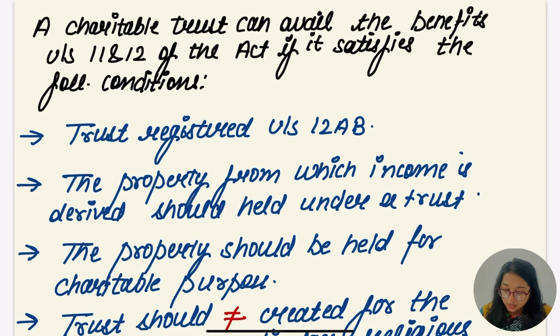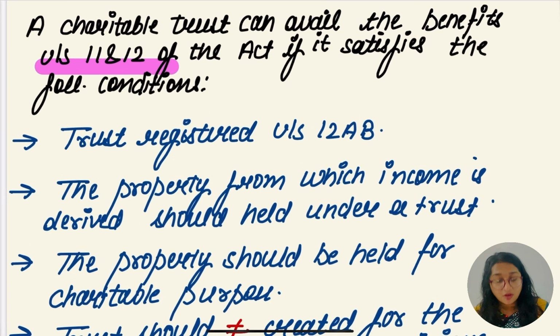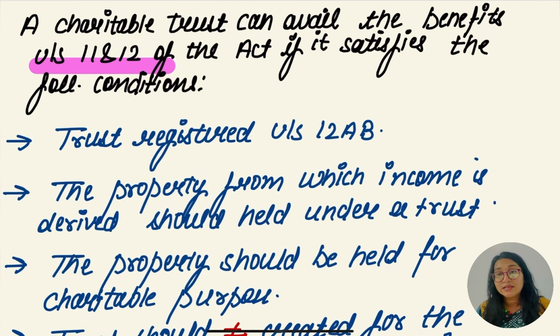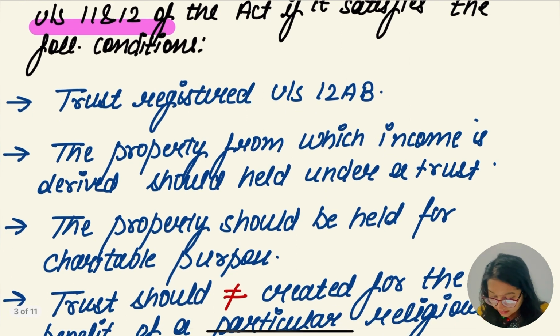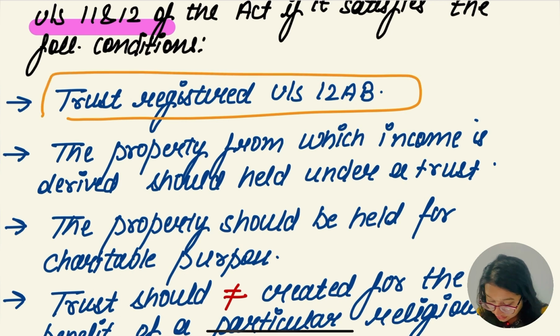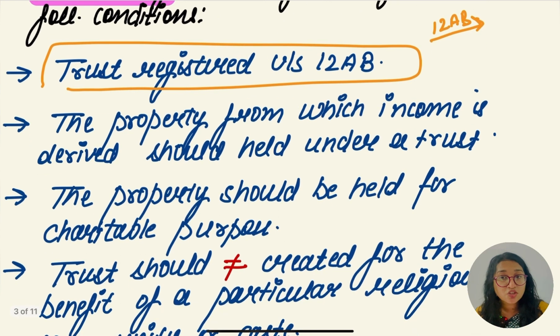Let's go for the other point. A charitable trust can avail the benefit under Sections 11 and 12 of the Act if it satisfies the following conditions. The charitable institution can avail the benefits under Section 11 only if it satisfies these conditions. Let's go through the conditions written below. First of all, the trust should be registered under Section 12AB. This is one of the conditions, and then only can a trust avail other benefits.